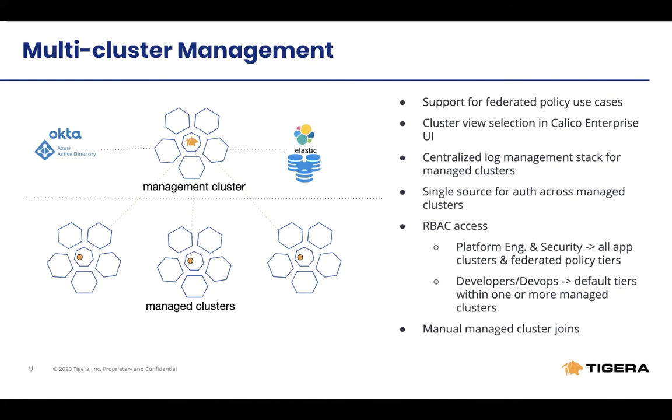So that becomes sort of the centralized management plane for Calico Enterprise. And then you can have other, what we call managed clusters, joined into that deployment, and they become centrally managed. Any log data that's generated within a managed cluster is sent up to the management cluster and stored in that LMA stack. You also have a single source of authentication across all of your managed clusters through the management cluster. And there's also a centralized UI.